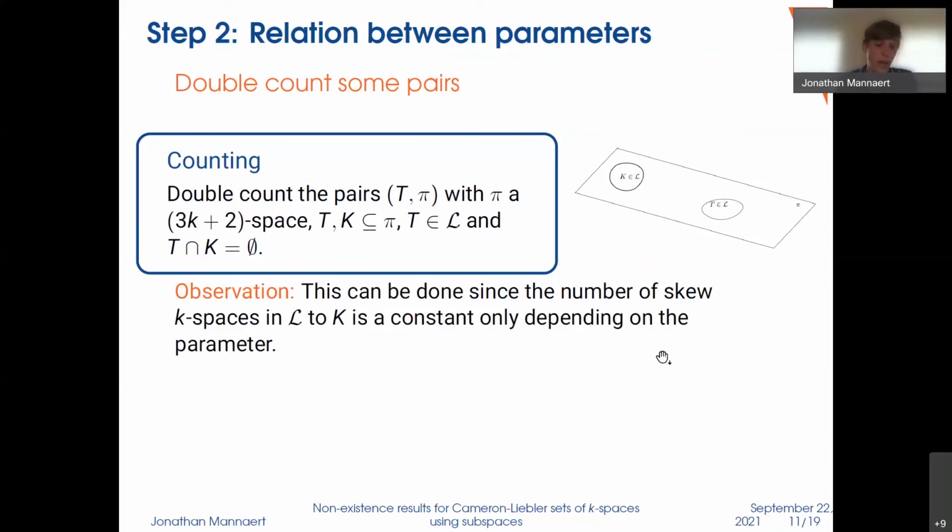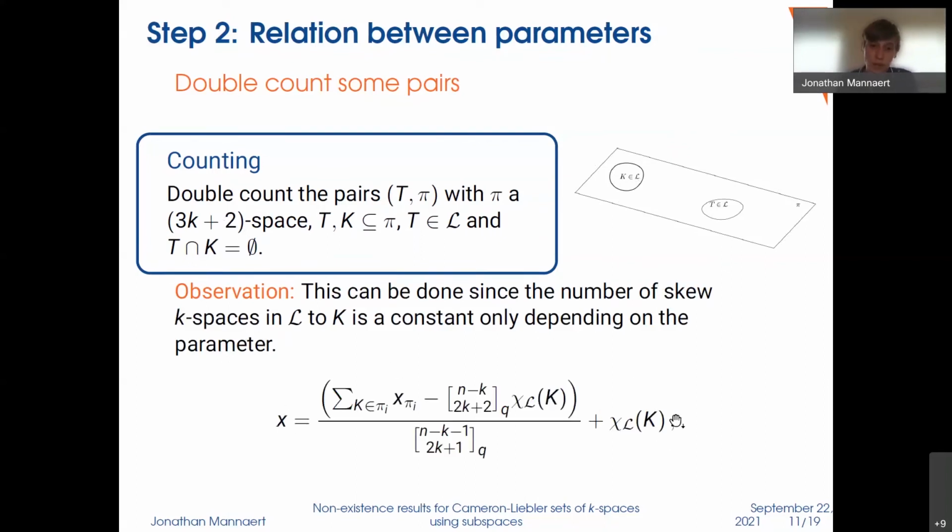And due to the lack of time, I will give you the result of this double counting, and this is in fact this equation here. Here the sum goes over all pi, all (3k+2)-spaces through the fixed k-space k, so the sum of all these parameters. KL of k is of course always 1 because k lies inside the Cameron-Liebler set, and this is the characteristic function, but for generality, I have put it like this.